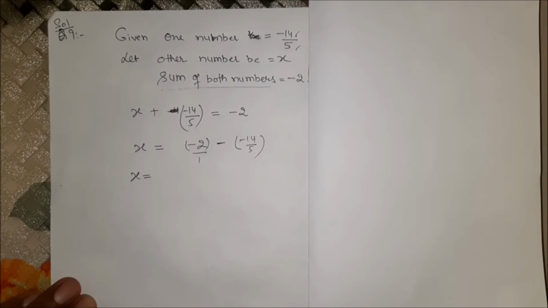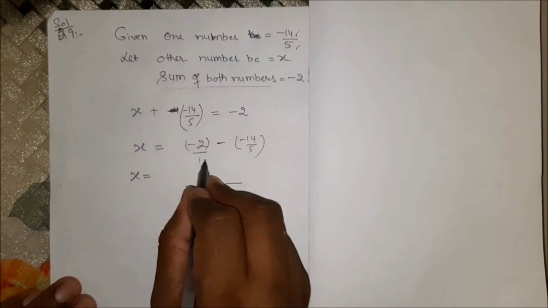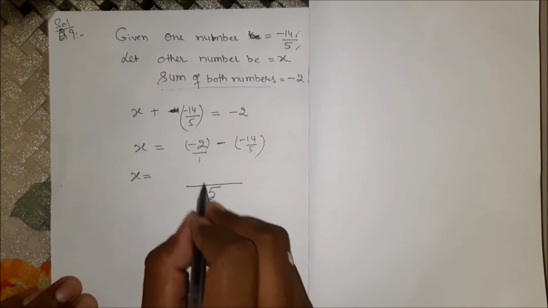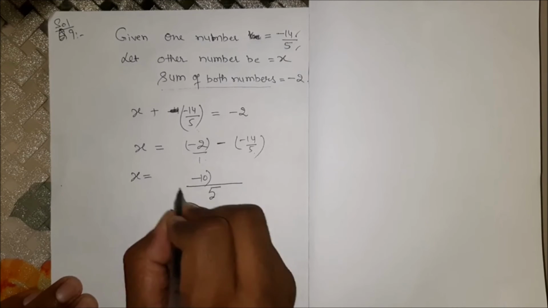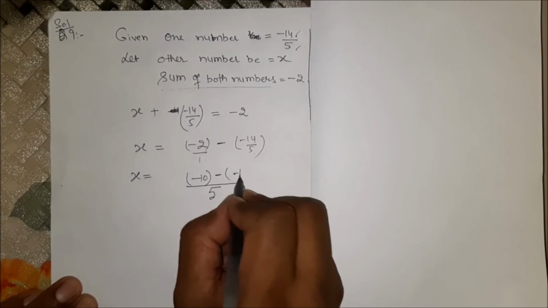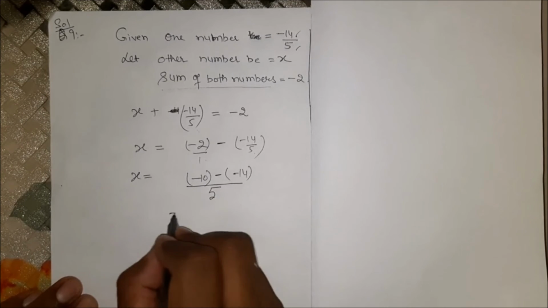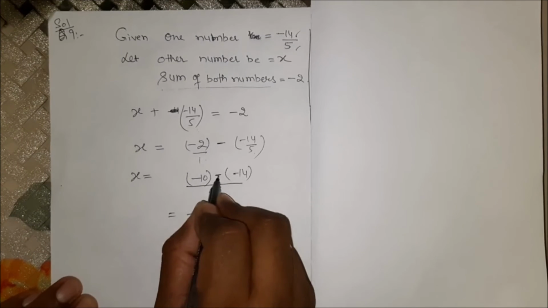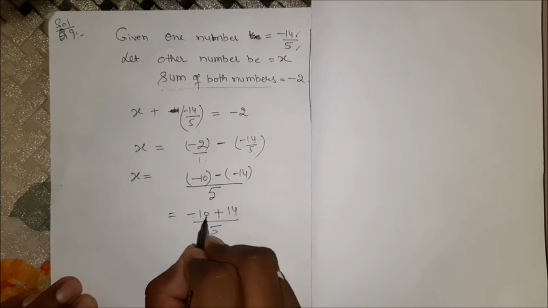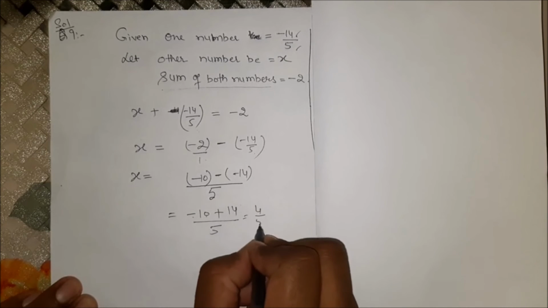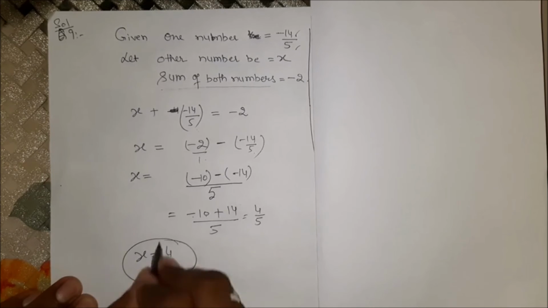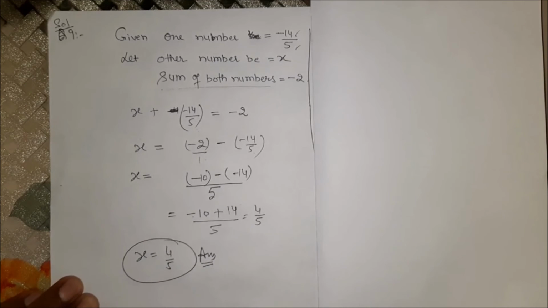Now you can take the LCM. LCM of 1 and 5 will be 5. 1 into 5, 5. 1 5s are 5, 5 2s are minus 10, negative. 5 into 5, 1 into minus 14, you will get minus 14. You will get minus 10, negative, negative, positive. 14 minus 10, you will get 4. So your answer is x is equal to 4 by 5.